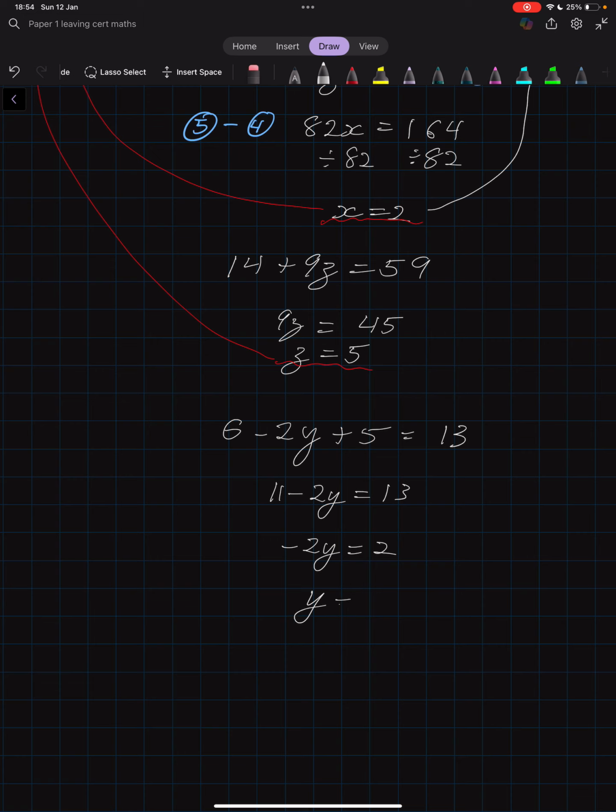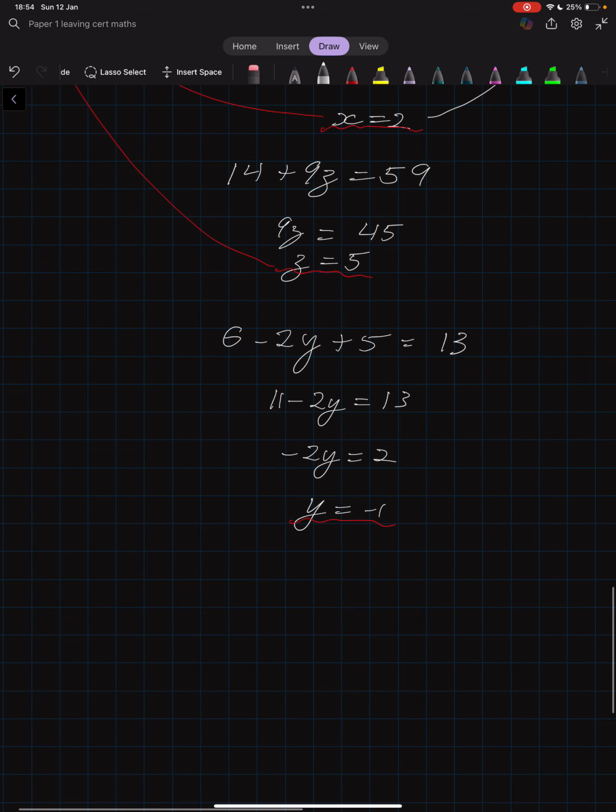So this means that your point, which is now in 3D space because it's x, y, and z, is equal to 2, minus 1, and 5. And that is the final answer. Okay, so hopefully that makes sense.